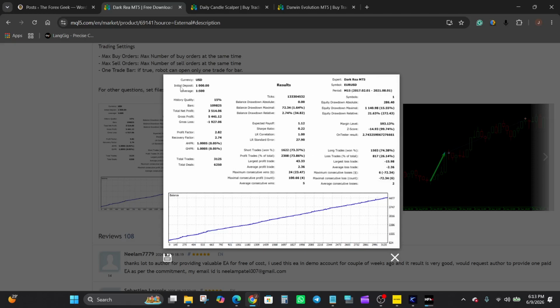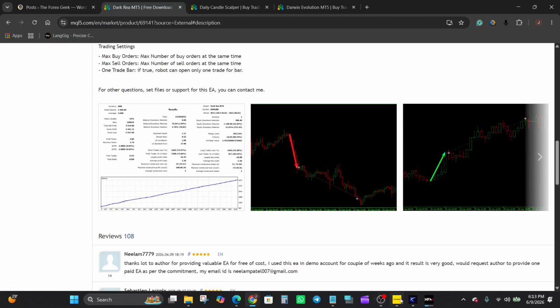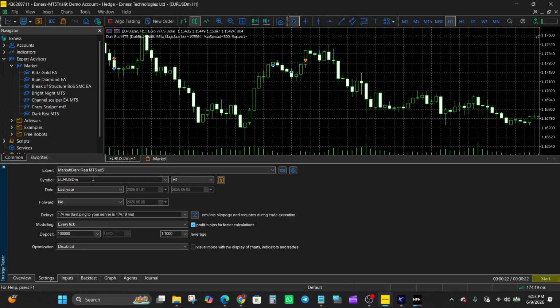The initial deposit is $1,000. Total net profit $3,514. So that was about a 350% win rate. Let's just head over to our strategy tester so we can see how the Dark Rea EA performed on Euro USD on the H1 time frame over the past 5 months.